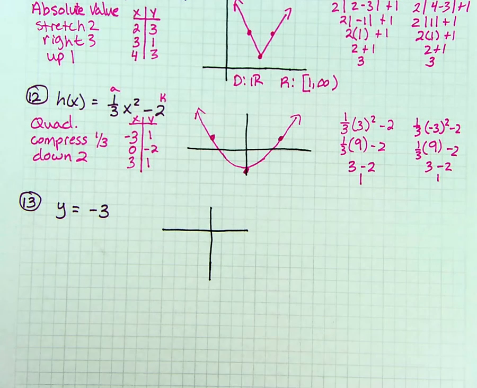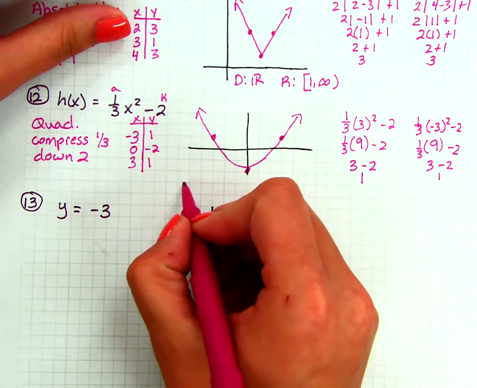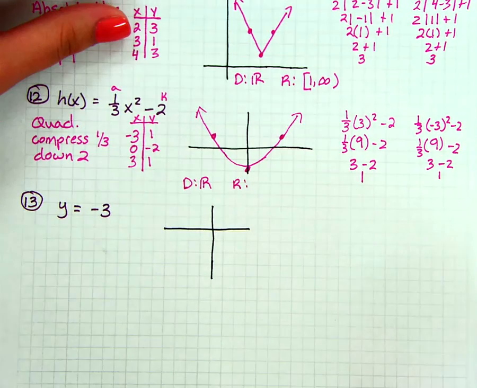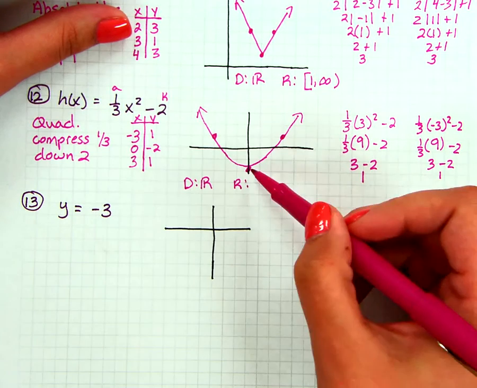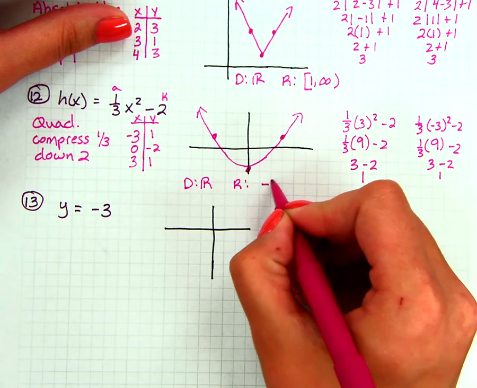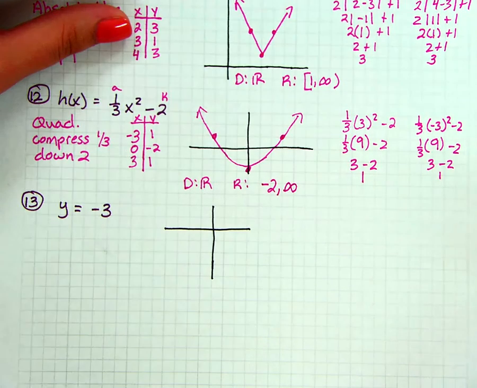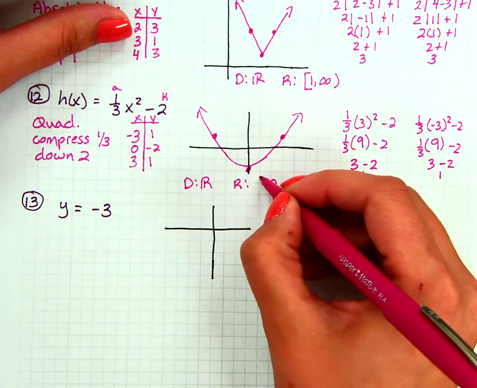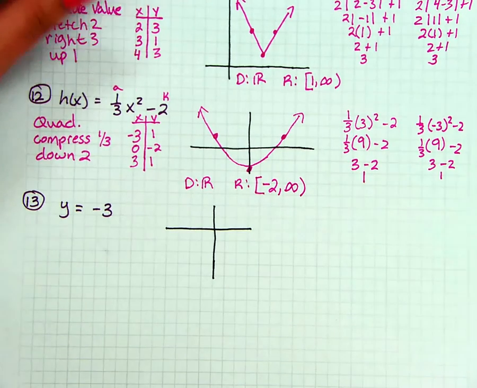All right, last part of this problem is domain. So again, it's going to go to the left and right forever. So our domain is going to be all reals. And then our range, we need everything above -2. So it's going to be in between -2 and positive infinity since it's opening up. And parenthesis around the infinity, bracket around -2.